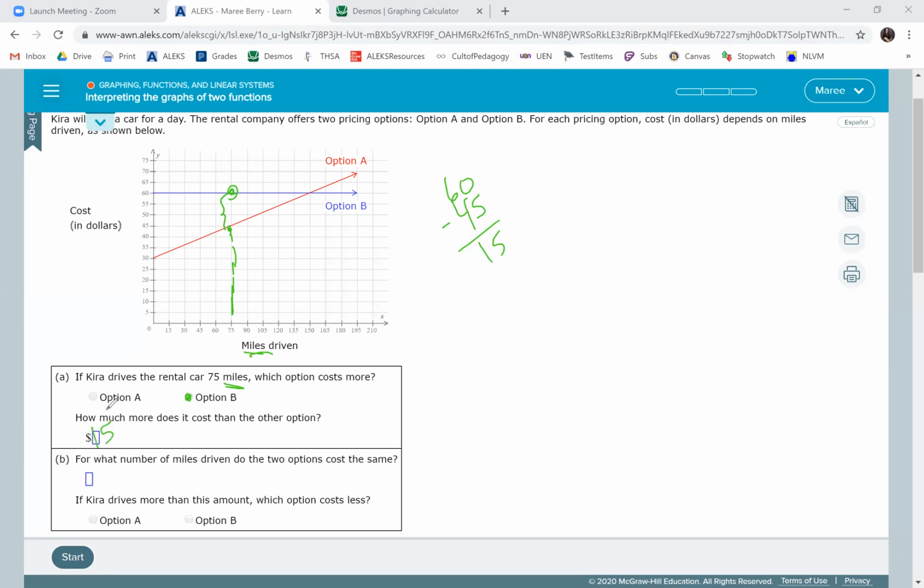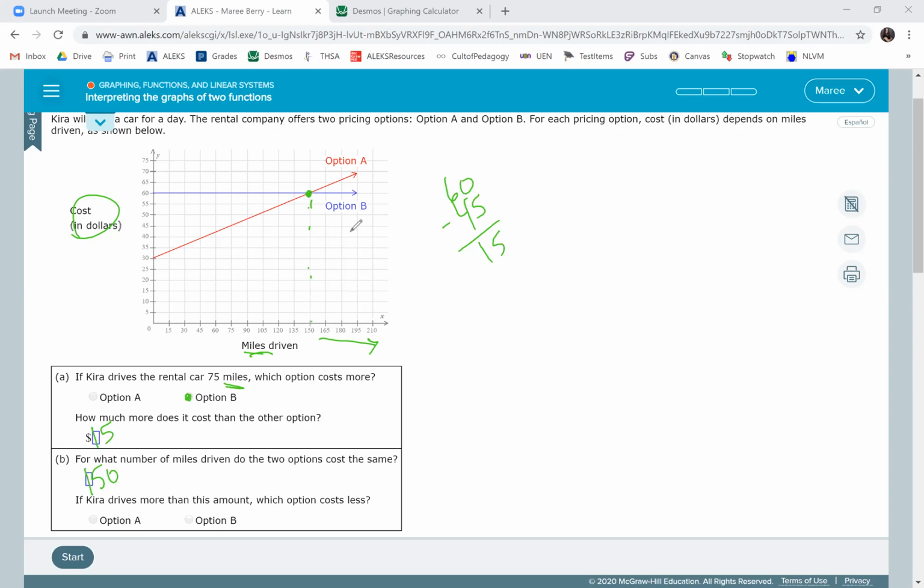And then the second question says, for what number of miles driven do the two options cost the same? So we look at cost and we're coming across, where are they the same? And it's right here. So it said for what number of miles? So we drop down to see how many miles that is. It's 150.